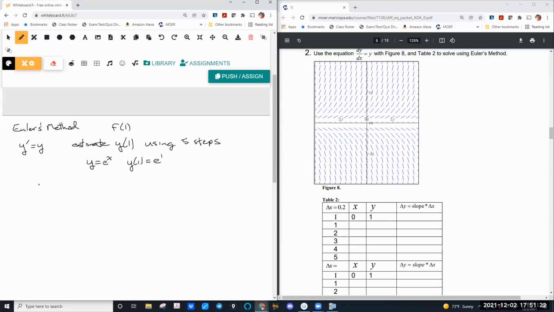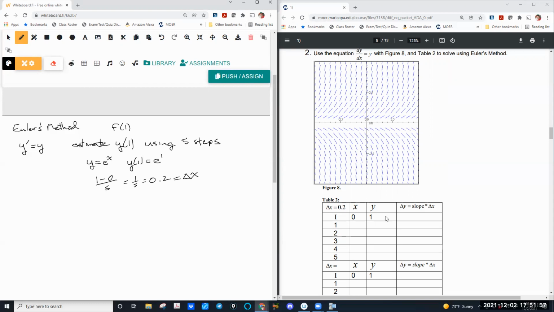And so what we do is we first calculate delta x. We look at how far we're going in x. We're going from 0 to 1. So we do 1 minus 0, starting x, ending x, over the number of steps, equals 1/5, or 0.2. That is our delta x. That is going to be our change in x for this problem. So we can fill in the x column now. We know the x values.